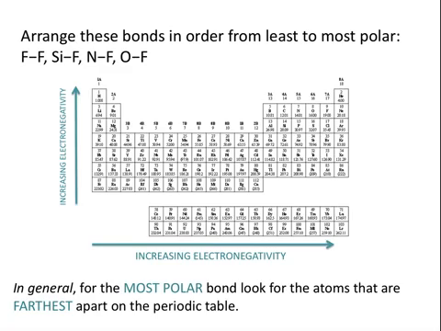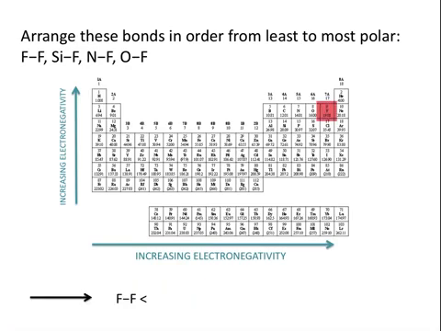In general, for the most polar bond, you're going to look for the atoms that are the furthest apart on the periodic table. The opposite is also true. For the least polar bond, you're going to look for the two elements that are closest together on the periodic table. In this example, your least polar bond is going to be a fluorine-fluorine bond. Whenever you have two atoms of the same element bonded together, the difference in electronegativity will always be 0. So this is an example of a non-polar bond.